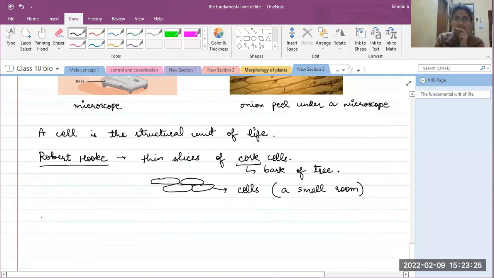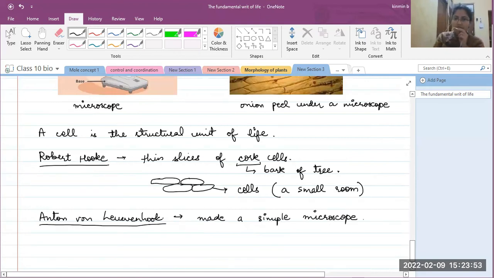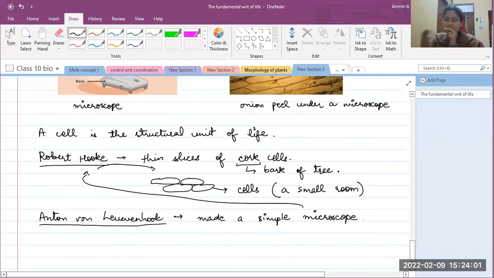There was another scientist known as Anton von Leeuwenhoek. What did he do? He made a simple microscope for the first time. And this microscope was used by Robert Hooke to observe these cork cells. Okay, so we can say that all living organisms are basically made up of cells such as these.